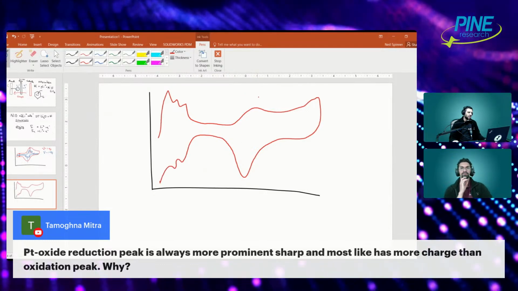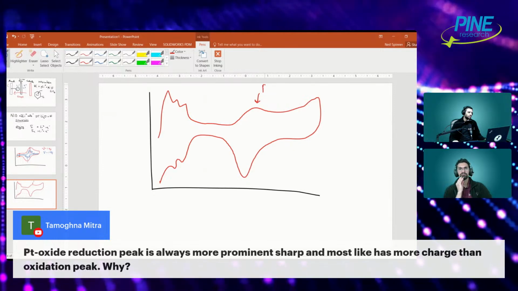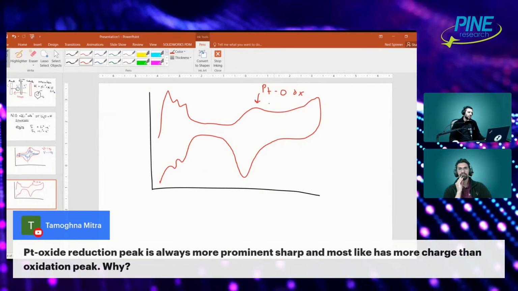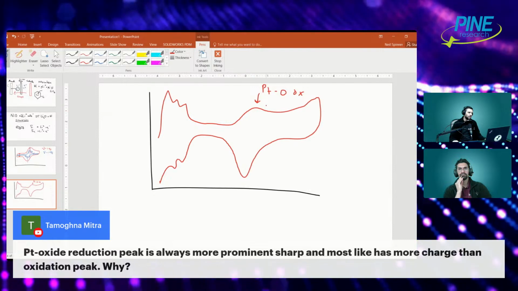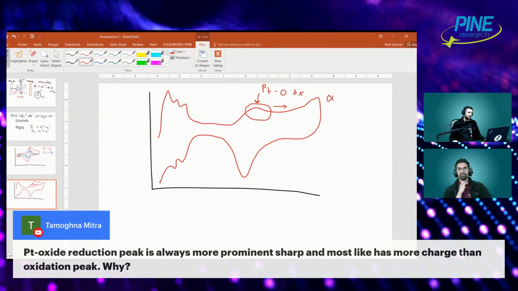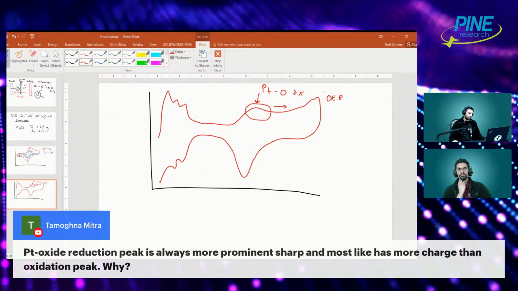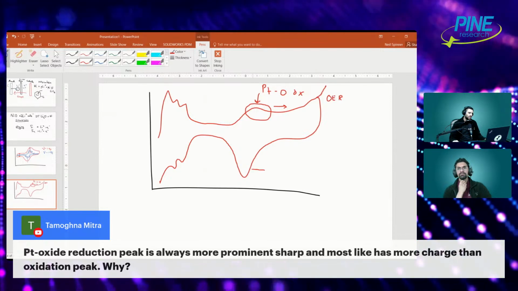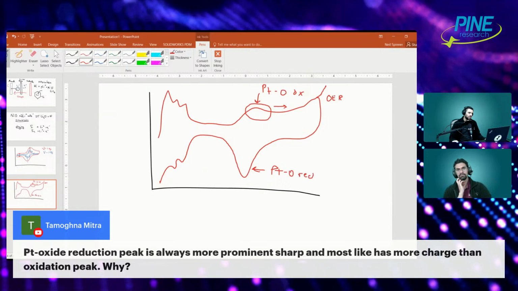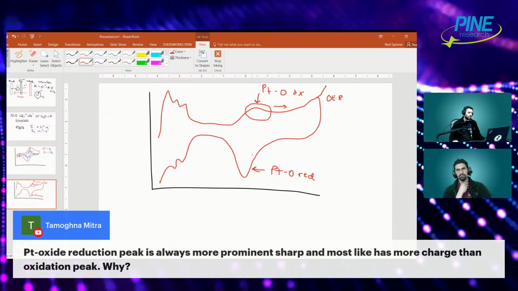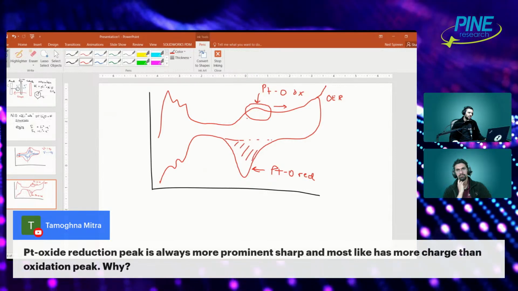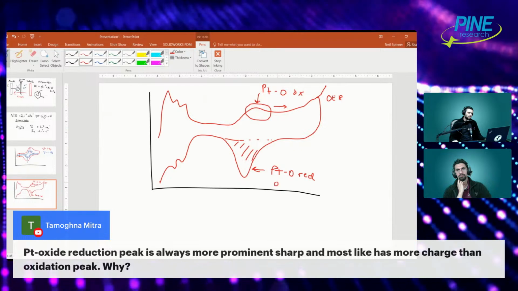Basically this right here is the platinum oxide oxidation. It tends to be kind of broad. Sometimes there's a little bit of a peak here, but a lot of times it's broad, and then you have the oxygen evolution reaction up here, where the current will keep going up if you let it go. And this is the platinum oxide reduction. One of the reasons why I think you get more charge in this than here is that this is also where you'll have oxygen reduction.